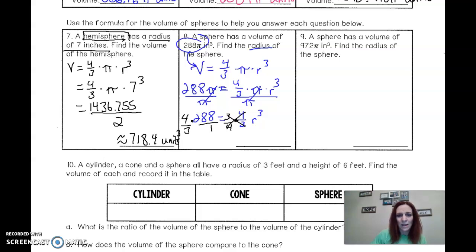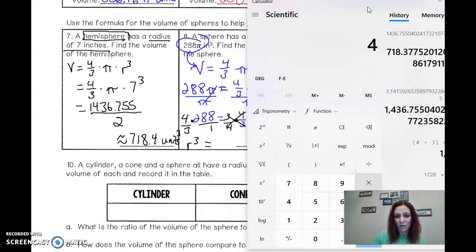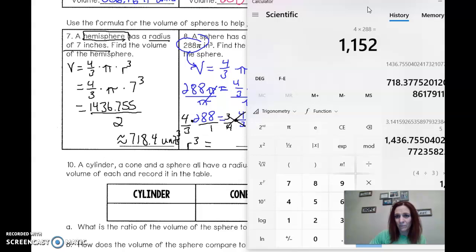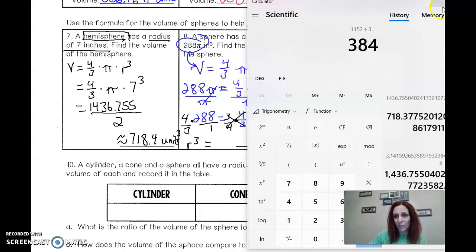Okay? And I'm left with, I'm going to change the order around here because I like my r on the left side. R cubed equals 4/3 times 288. So I'm actually just going to go 4 times 288 divided by 3. 384.